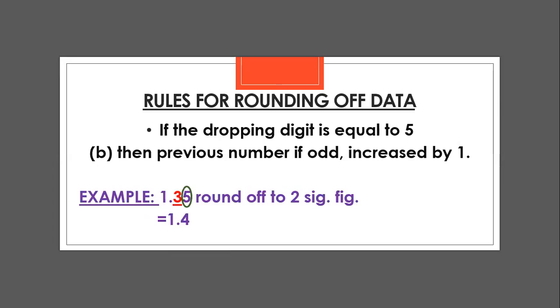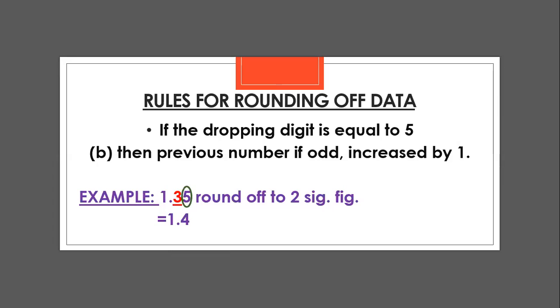If the dropping digit is equal to 5, then the previous number, if odd, is increased by 1. Let's see an example. 1.35. Round off to 2 significant figures. You have been given a value of 1.35, and you have to round it off to 2 significant figures.